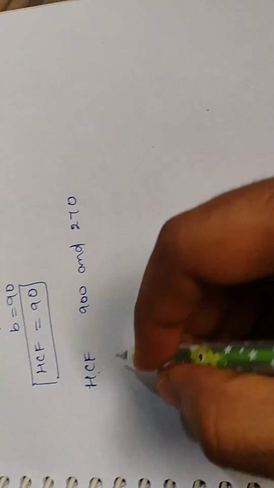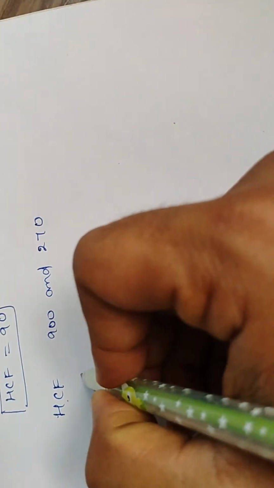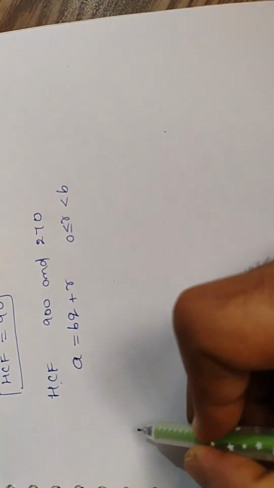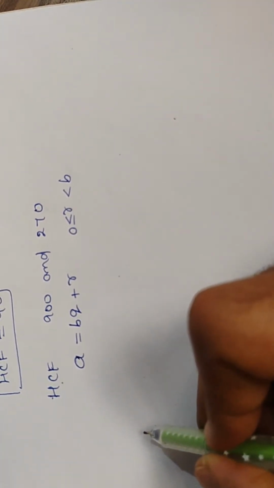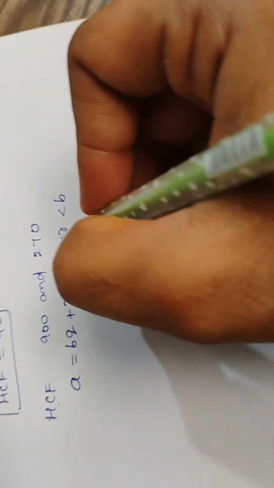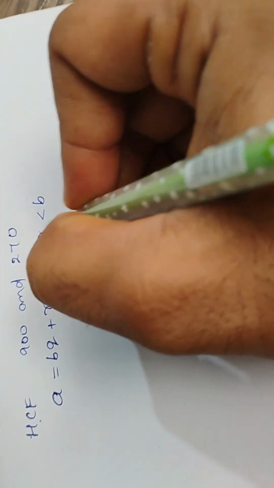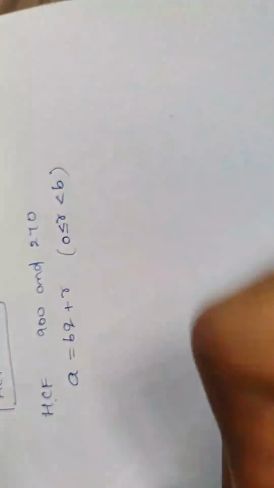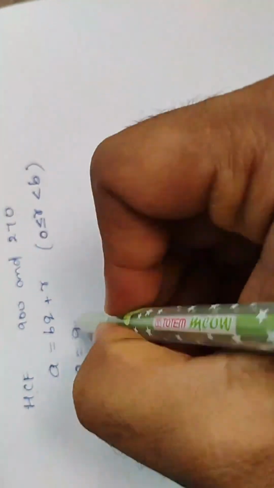Euclid algorithm says that A is equal to BQ plus R, and the condition is R should be greater than or equal to 0 and less than B. It is a condition. Okay, so here when we are writing, we have to take A is equal to 900.